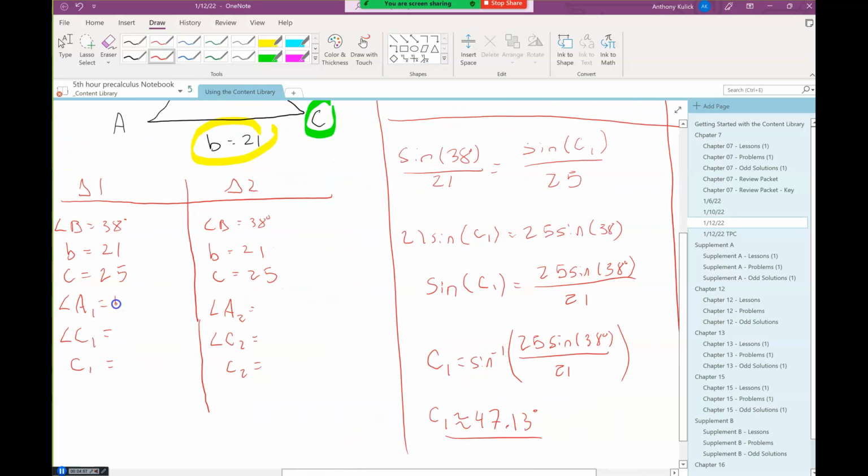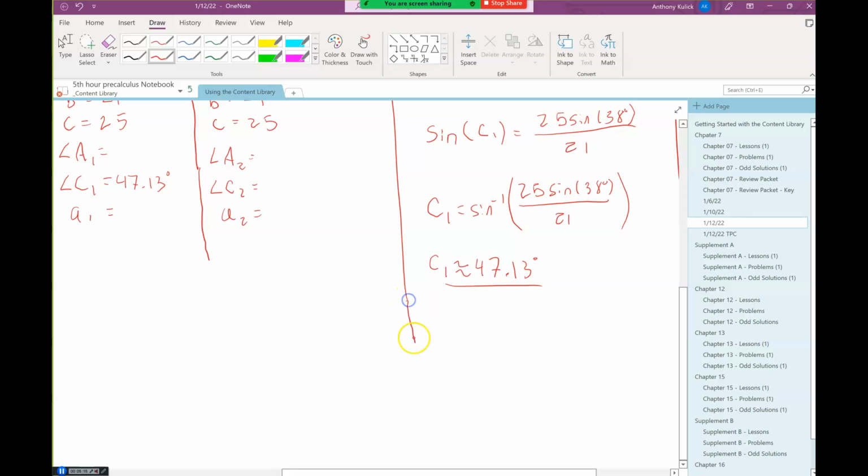Oops. I don't know why I wrote C1 here. It's A1 that I'm solving for. I already have side C. Mr. Kulik, you dummy.